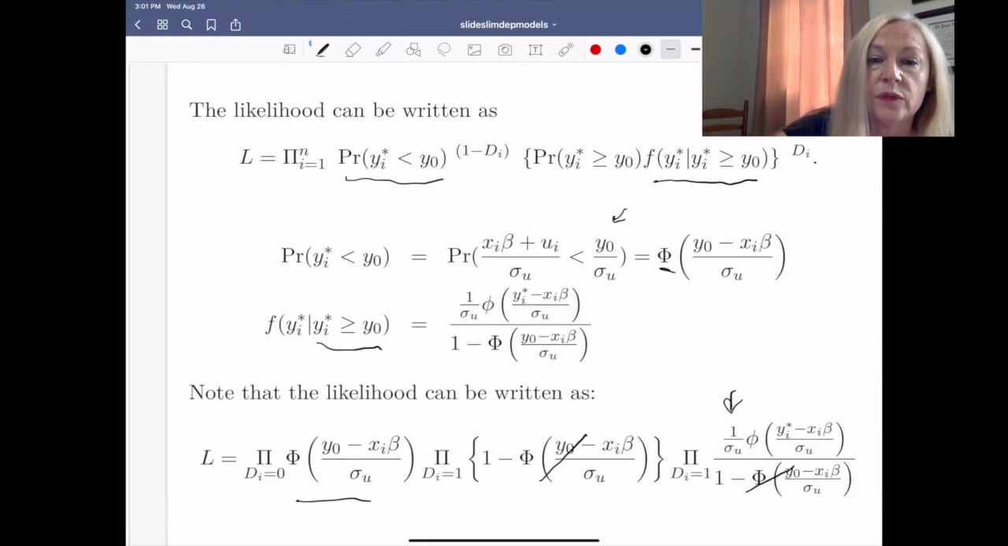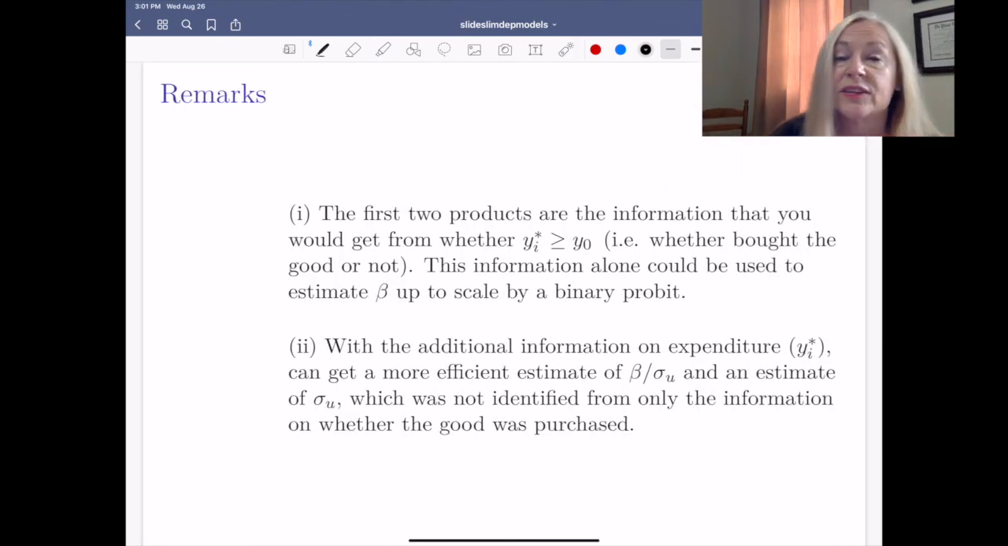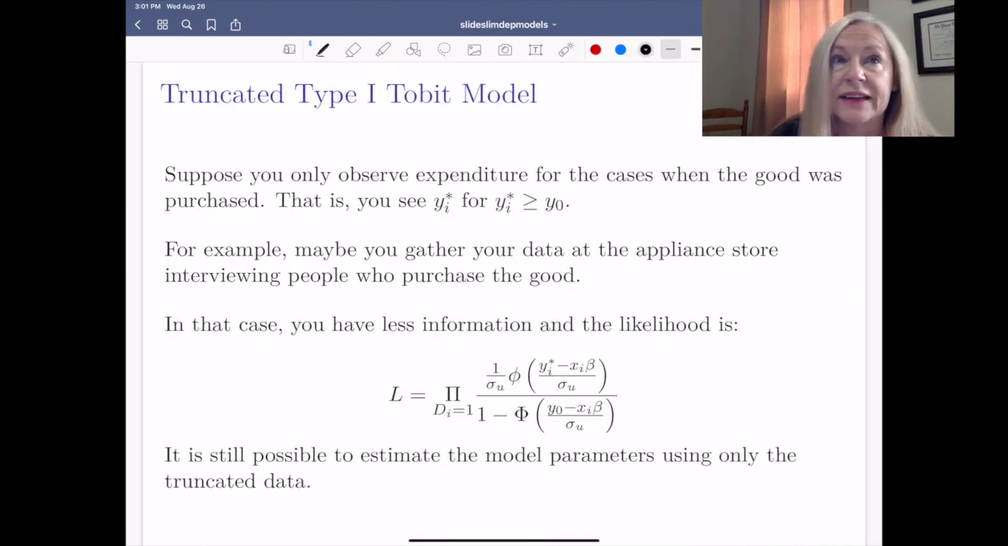Now, the other type of data you could have is truncated data. Truncated data would mean that you only observe information on people that actually bought the good. You observe nothing about people that didn't buy the good. For example, suppose you collected your data at the appliance store, and as people were checking out, you interviewed them. Then you'd only have information on people that bought something, right?